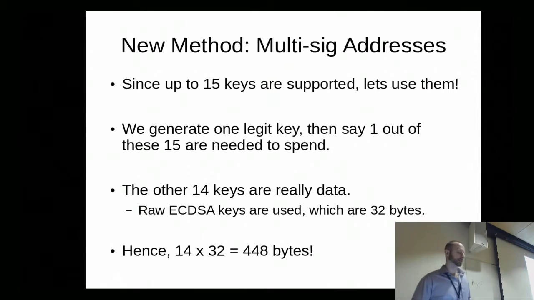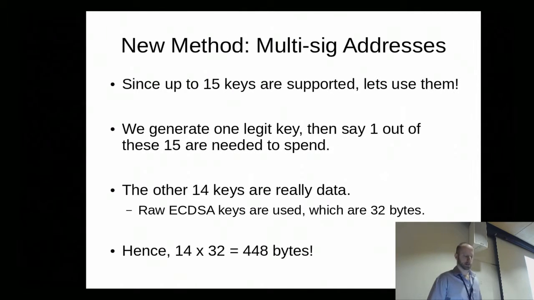So I looked at this and I said, all right, well, there are up to 15 keys that are supported, so let's use them. How about we generate 1 legitimate key, and we set up a system that says, all right, only 1 out of these 15 is needed. And the other 14, since 1 is the legitimate key, happen to be just data. That's the data that you want to publish.